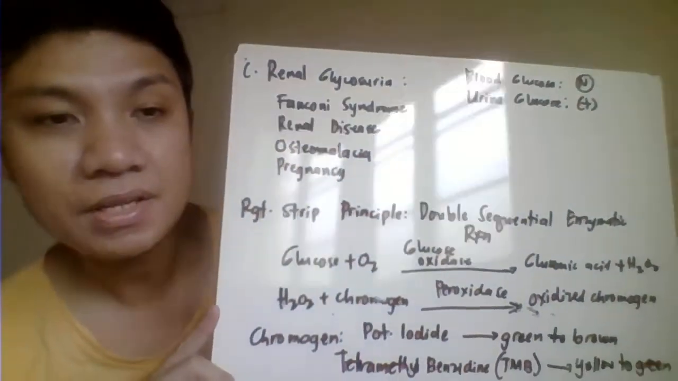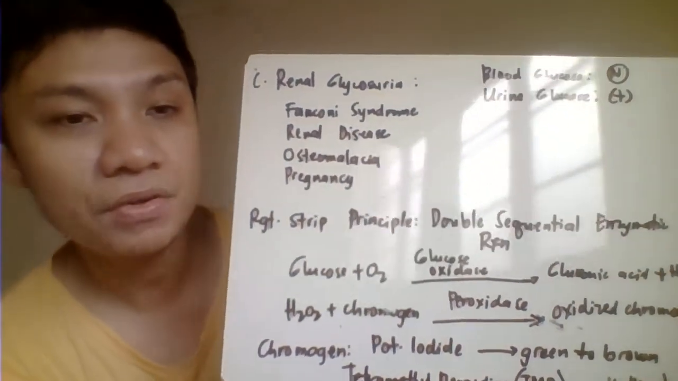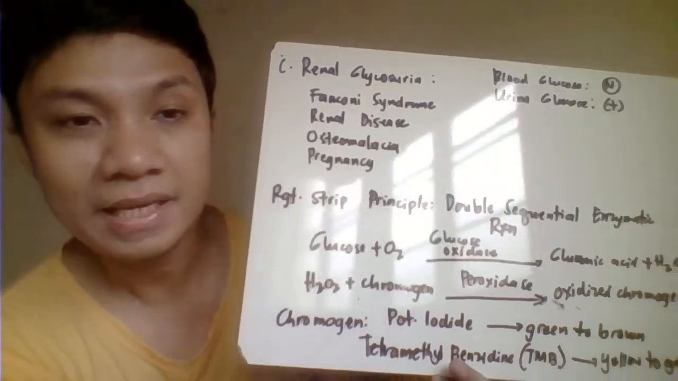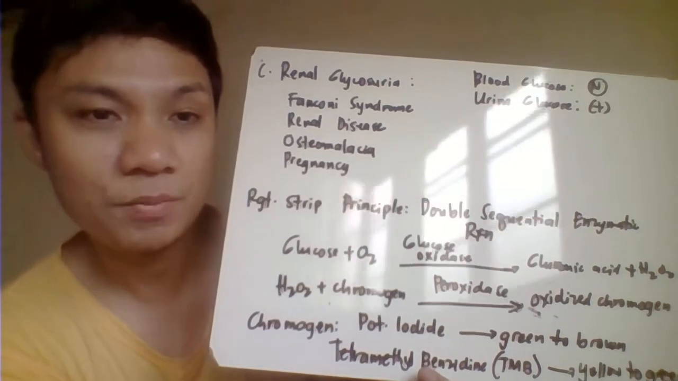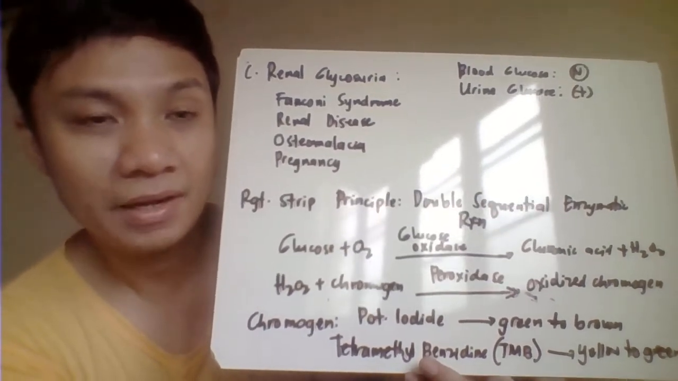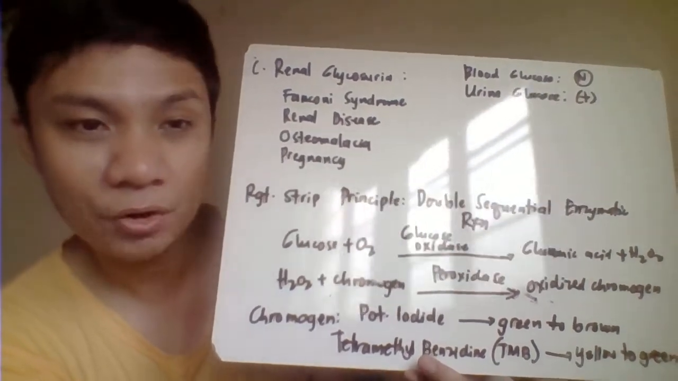Okay, another condition that results in a positive urine glucose is renal glycosuria. In renal glycosuria, the problem is only the tubular reabsorption. Okay, but the blood glucose is normal.